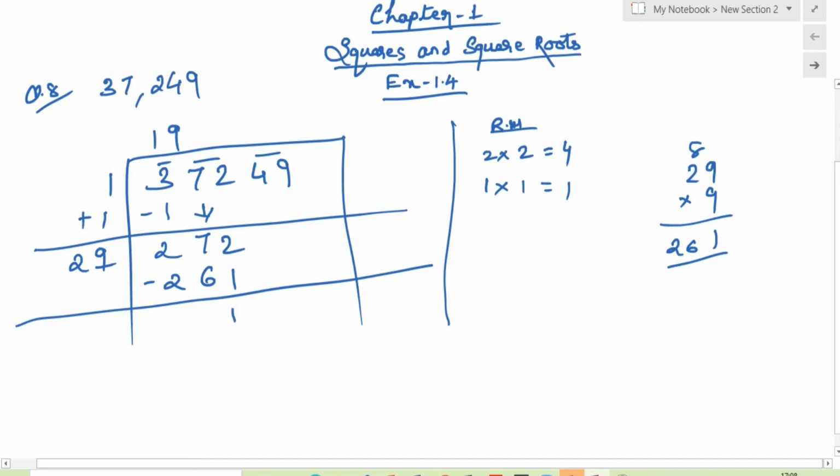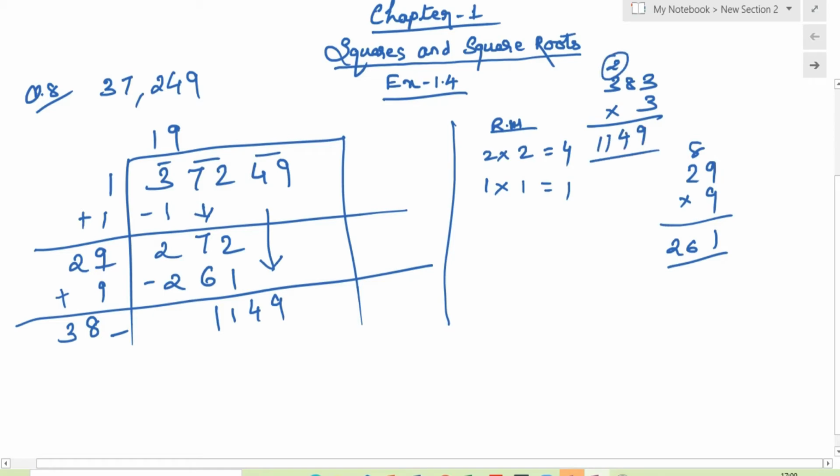2 minus 1 is 1, 7 minus 6 is 1, 49 will come down, and here the same number will add. 9 plus 9 is 18, 2 plus 1 is 3, one digit will be vacant. Now we know that 3 3s are 9, so we can go ahead with 3 3s are 9, 8 3s are 24, 3 3s are 9 plus 2 is 11.